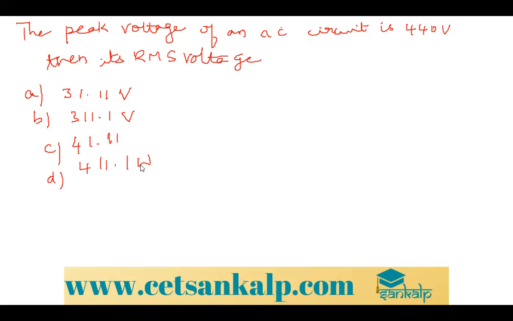So this is the problem. You know the formula, the direct formula. The formula follows like this: VRMS is equal to Vm divided by root 2. So you'll get this as 440 divided by root 2. So that will be your answer.